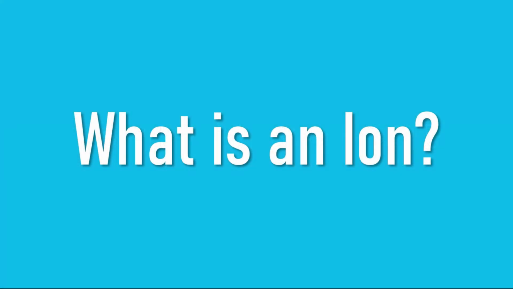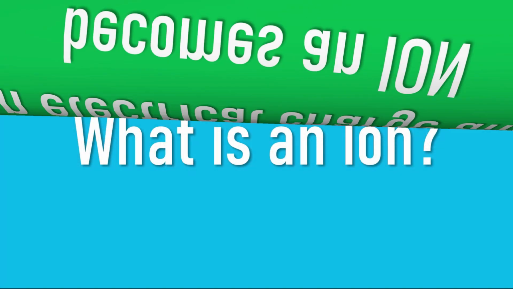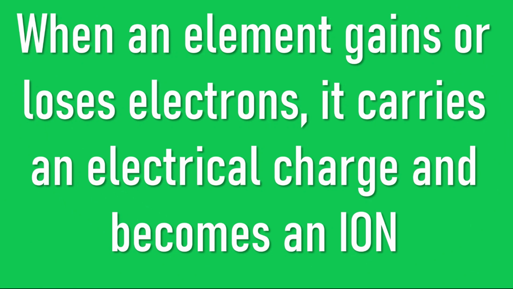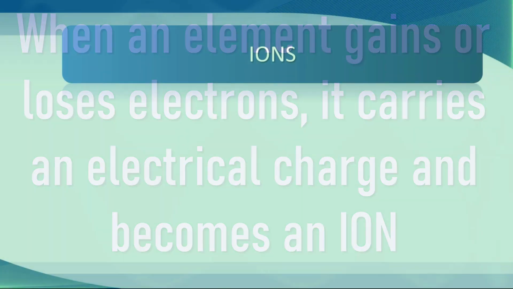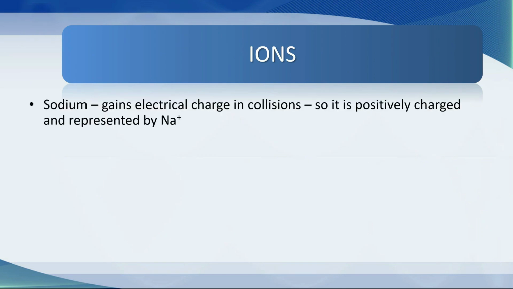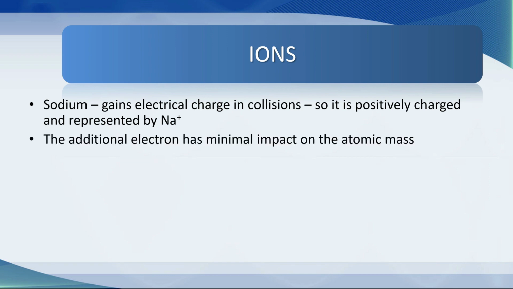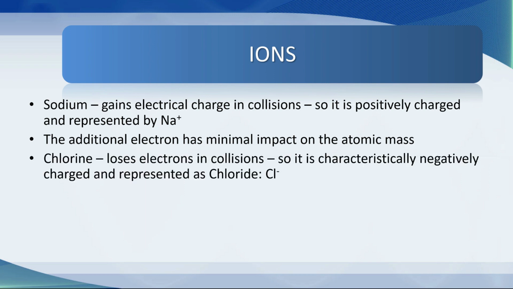The first question is, what is an ion? When an element gains or loses electrons, it carries an electrical charge and it becomes an ion. For example, sodium loses an electron in collisions, so it is positively charged and it's represented by Na+. The additional electron has minimal impact on the atomic mass. Chlorine gains electrons in collisions, so it is characteristically negatively charged and represented as chloride, Cl-.